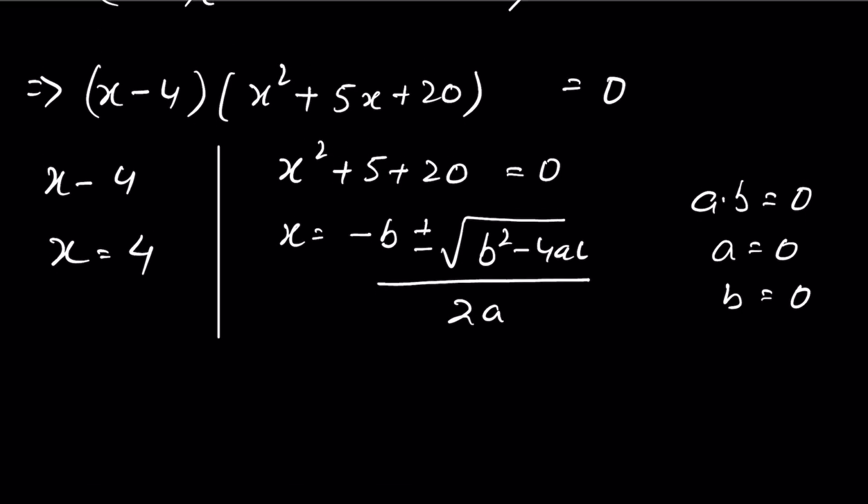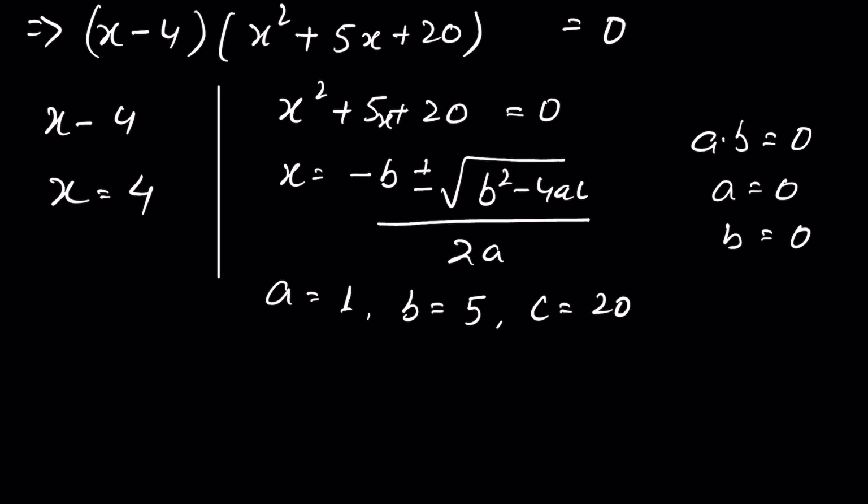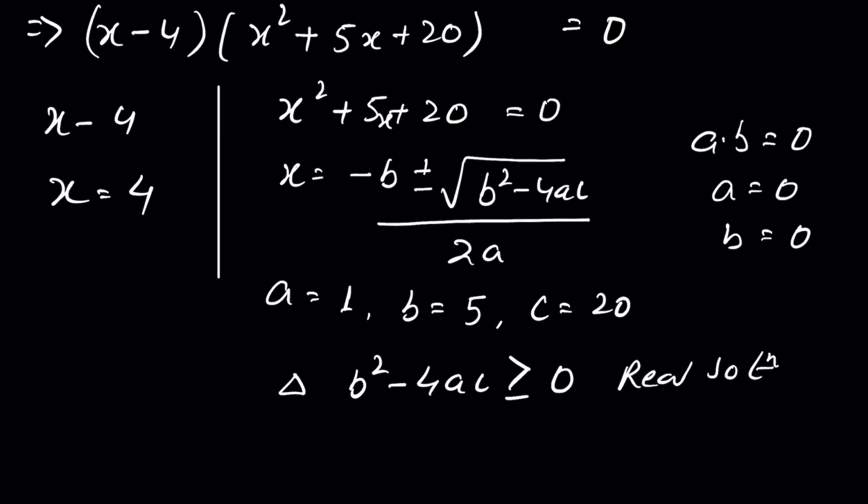Now here a is the coefficient of x square, that is 1. Sorry, here we have x. b here is the coefficient of x, that is 5, and c here is 20. Before we go ahead and find the roots using this formula, we can also check whether we have a real solution or not, any real root or not, by using this method, where if b square minus 4ac is greater than or equal to 0, then we have a real solution, else we do not have any real solution.